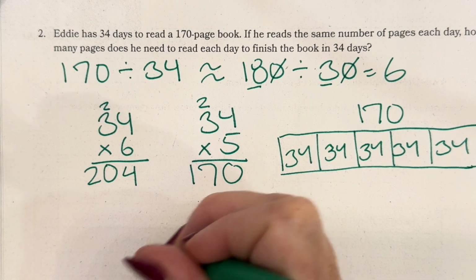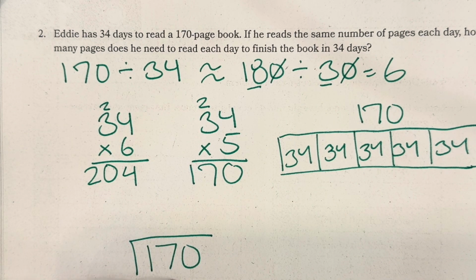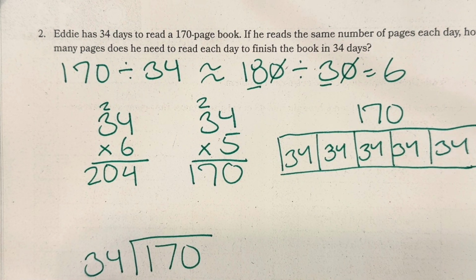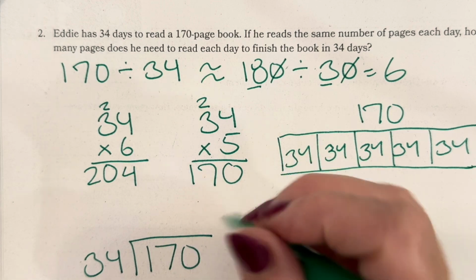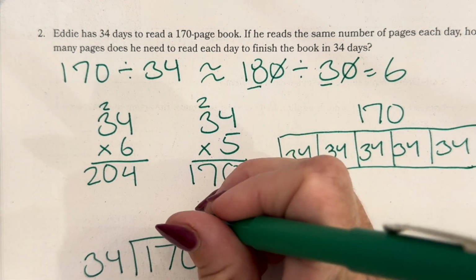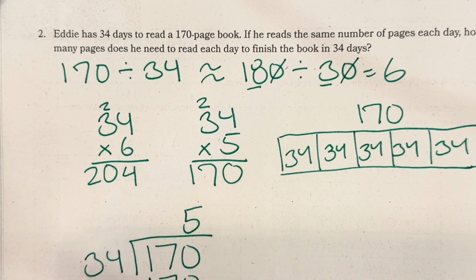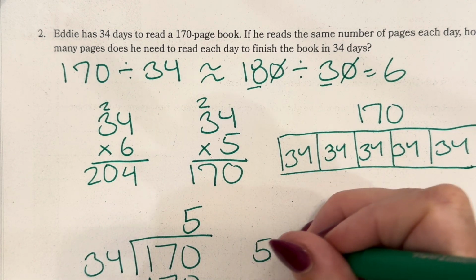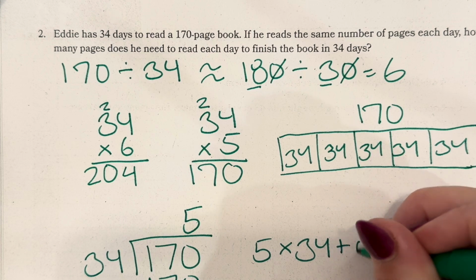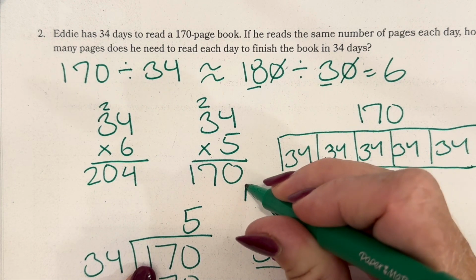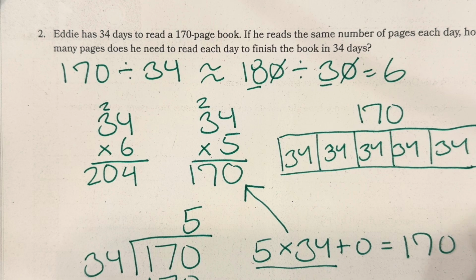So I have 170 pages as my dividend, so it goes inside. 34 days to read it is my divisor. And then we already know that our quotient was 5. So 5 groups of 34 equals 170 with no remainder. And if we want to check that, we can say 5 groups of 34 with no remainder should equal our dividend, should equal what we were trying to divide. And it does, and I already had checked it right there. So that's a good way to check it.